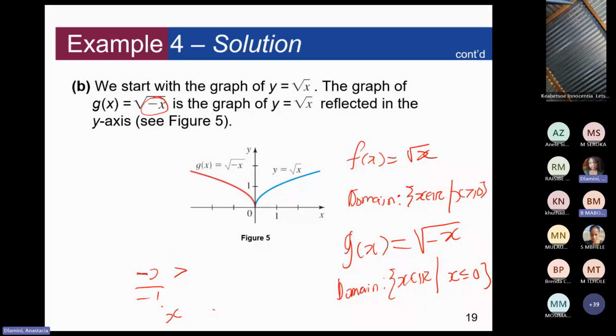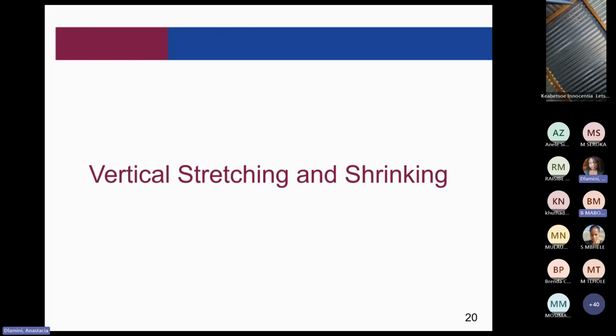Note that the domain of a function is that. Now vertical stretching and shrinking. Remember horizontal means certain things, but vertical is something else. Remember that when we were doing shifting, we went up like that, or we went down like that.